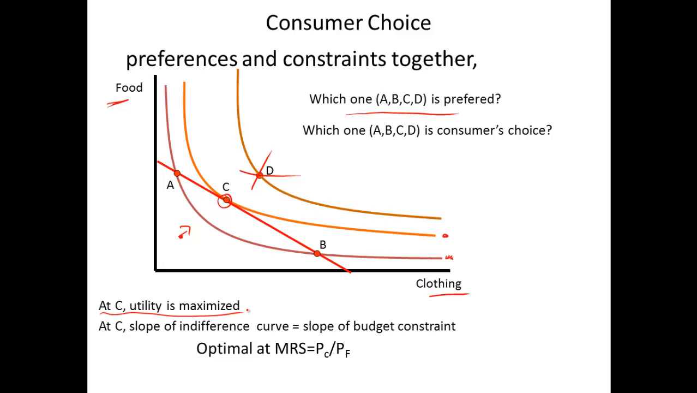There's something else special about point C. Point C occurs at a tangency between an indifference curve and the budget constraint. To say that another way, at point C, the slope of the indifference curve equals the slope of the budget constraint. One other way to say this, using some ideas we've talked about in earlier modules, is that at point C, the MRS equals minus the slope of the budget constraint. And just remember, the MRS was minus the slope of the indifference curve, so this is just another way of saying what's being said here.